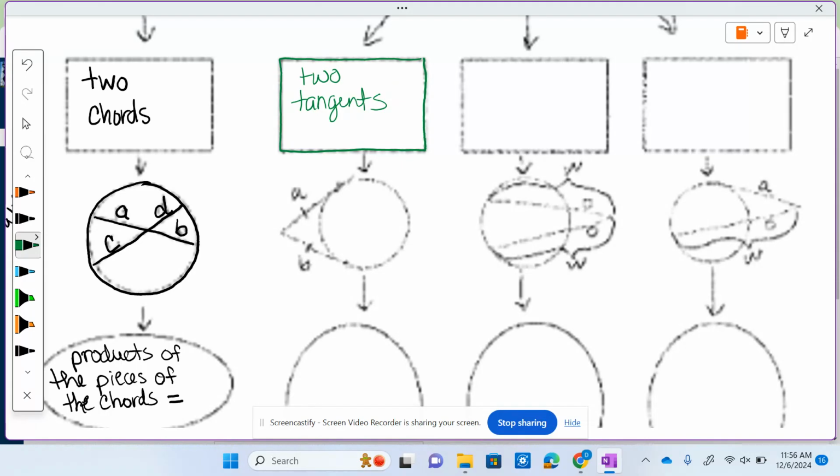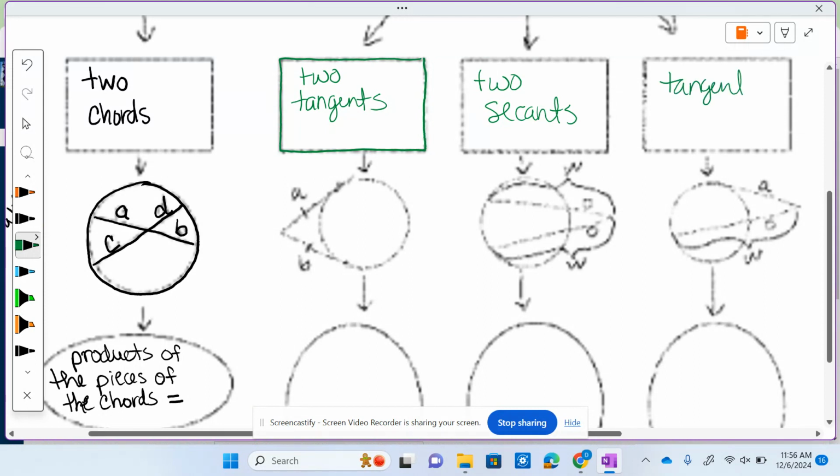Thank you, ma'am. Okay, so we have 2 tangents. Looks like this next picture is 2 secants. And then it looks like this last one is a tangent and a secant, right? So let's see. My 2 tangents. Well, remember that tangents to a circle that come from the same exterior point are congruent.